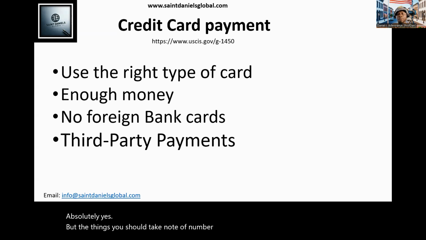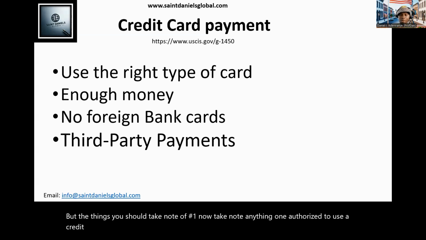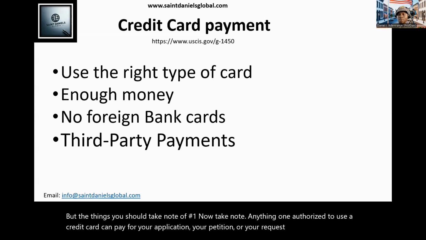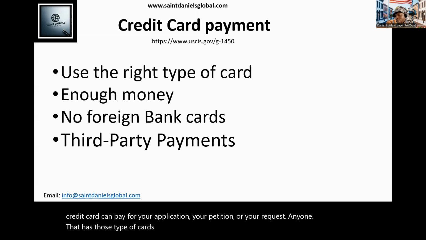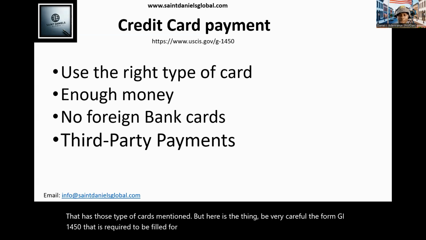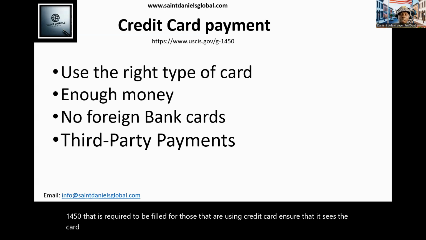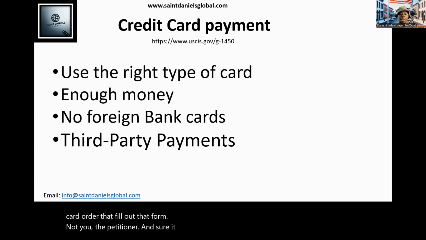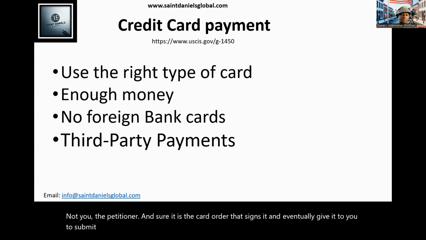Number one, now take note. Anyone authorized to use a credit card can pay for your application, your petition, or your request. Anyone that has those types of cards mentioned. But here is the thing, be very careful. The Form G-1450 that is required to be filled out for those using a credit card, ensure that it is the card holder that fills out that form, not you, the petitioner. Ensure it is the card holder that signs it and eventually gives it to you to submit with your filing.